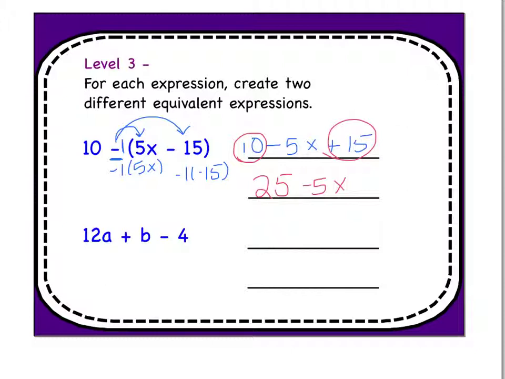The next one, there's really nothing that I can combine on this one, but I want you to know that order does not matter. So I could write this as b plus 12a minus 4, or I could write minus 4 plus b plus 12a, and it would still mean the exact same thing.